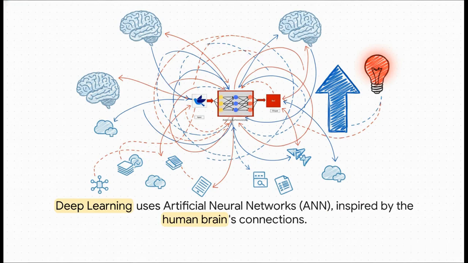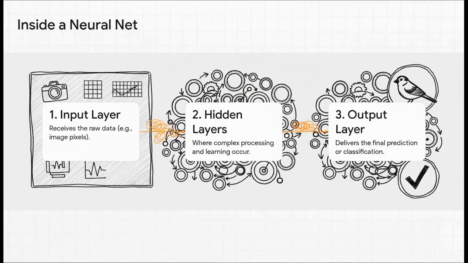This stuff uses something called an artificial neural network, which is a system kind of inspired by the neural connections in our own brains. And the main thing you need to know is this. The more data you feed it, the smarter it gets. It's that simple. So, how does one of these things actually work? Well, you can think of it in three basic stages.